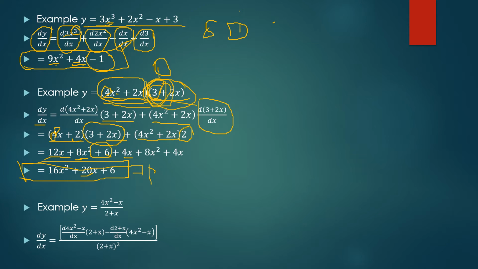The quotient rule is, first, you have to derive the numerator multiplied by the underived denominator, minus the derivative of the denominator times the underived numerator. So that's how you do it on the quotient rule. So let's see how we did it.